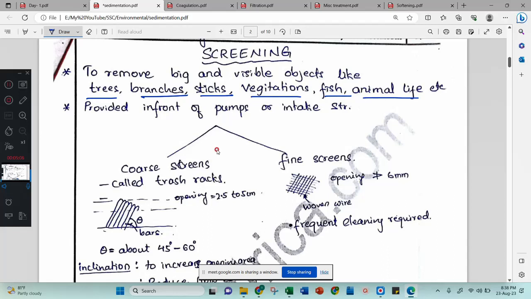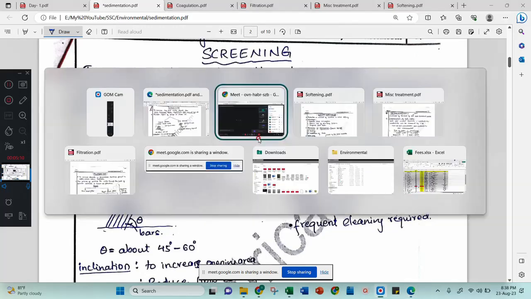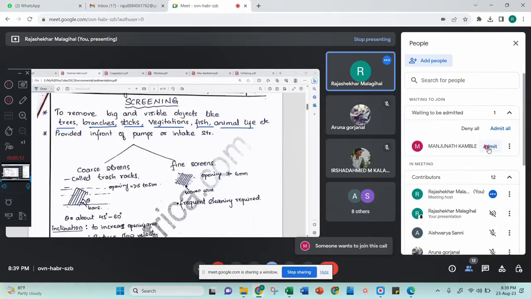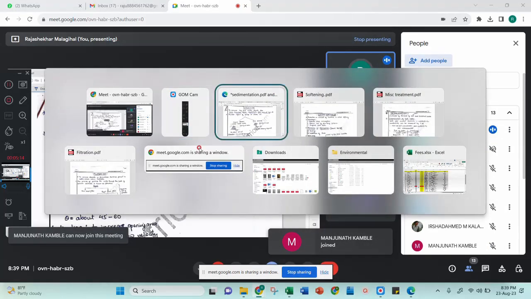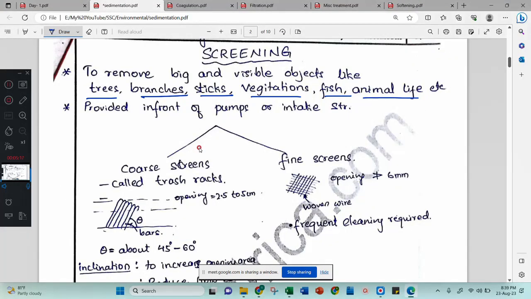Then provided in front of the pump. These screenings are provided in front of the pump. You know, most of the time in a water treatment plant, we are not designing screening. Why? Because if you have this pump, then the pump will have a pipe here, and this pipe will have a screening here that usually we will call a foot wall.